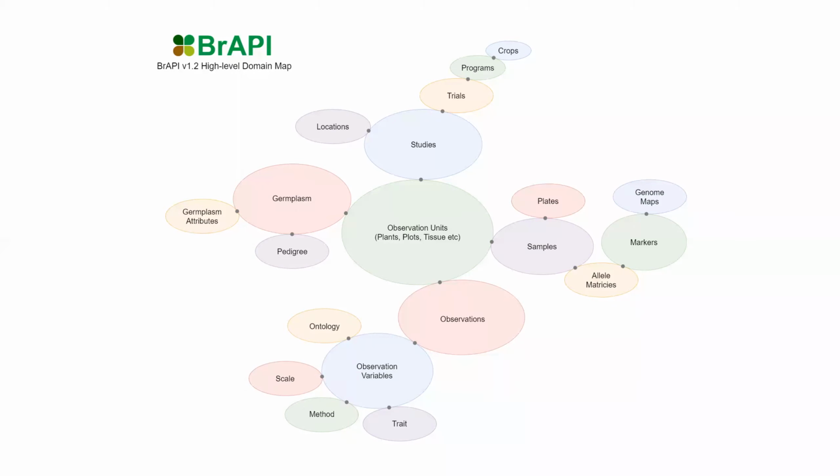And down at the bottom, of course, each observation unit is going to have a set of observations attached to it. And each observation is going to have one observation variable. And we follow the crop ontology setup for observation variable. So each observation variable is split into a scale, method, and trait. And all the ontology is connected to the observation variable in this case, but scale, method, and trait can also be connected to an ontology reference as well.